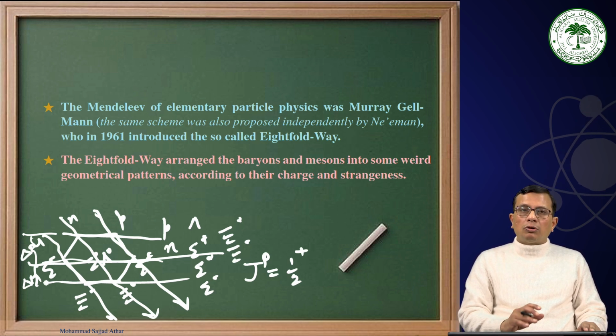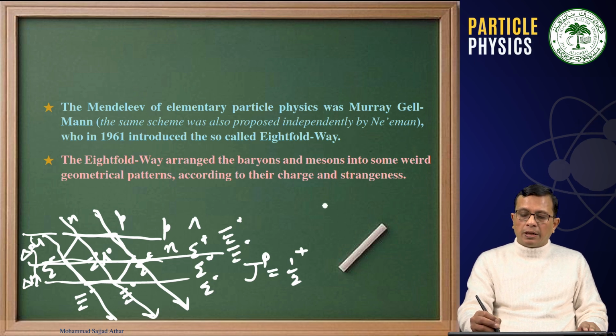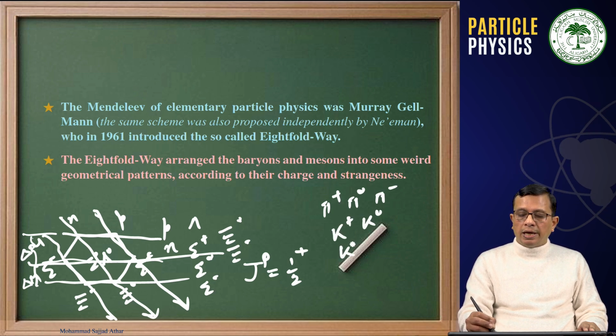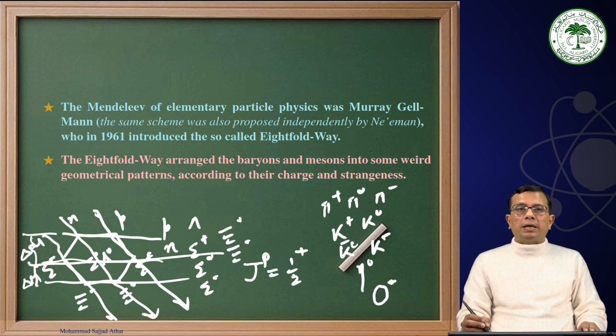Therefore, they found that the particles which have spin half and positive parity can be arranged in this geometrical pattern. Not only was this true for the low-lying baryons, but it was also found to be true for the mesons known at that time. The mesons were pi plus, pi 0, pi minus, K plus, K 0, K 0 bar, K minus, and eta 0. These were the 8 particles known at that time. All these particles have spin 0 and odd parity.